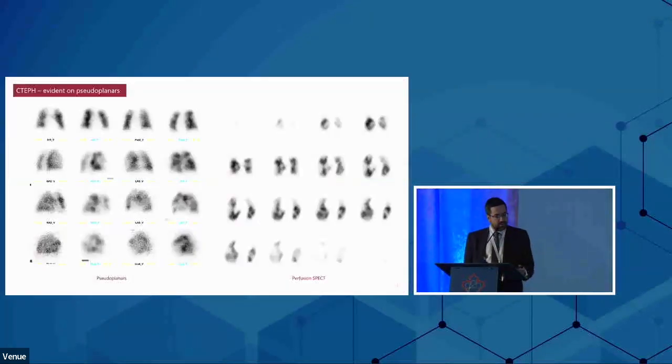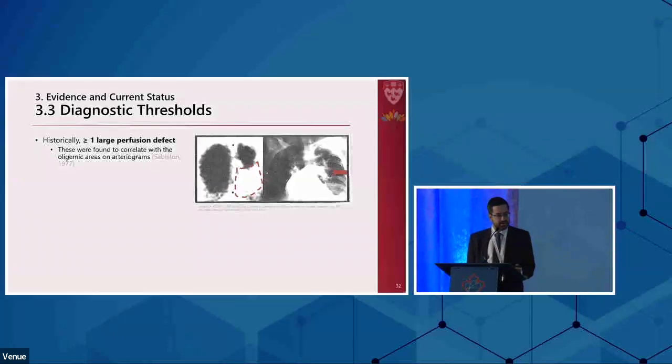So here's an example where even on the pseudo-planar images generated from the SPECT, it's quite obvious. And this is what it should be. It should be a really evident diagnosis even on planar images. And here's a SPECT where you can localize the defects much more accurately than on planar images.